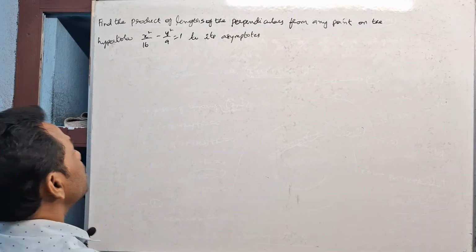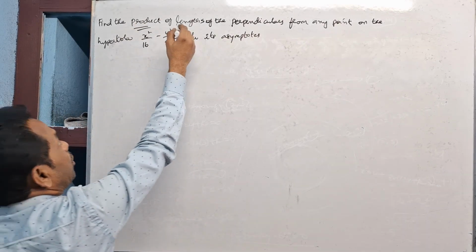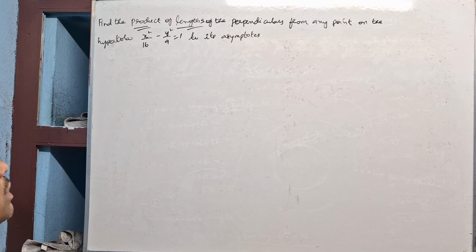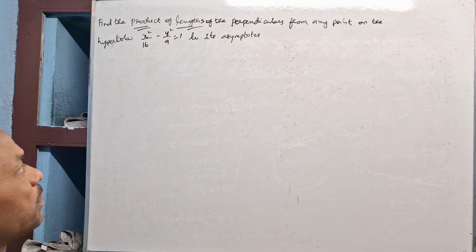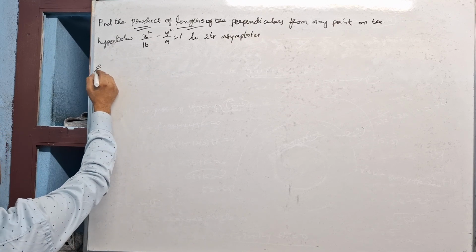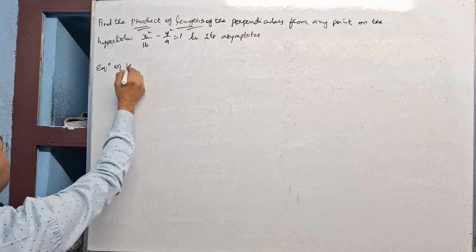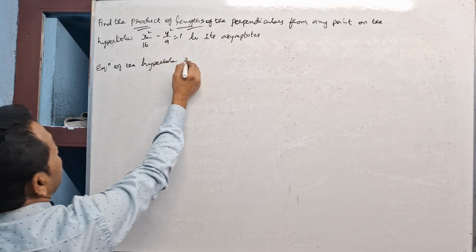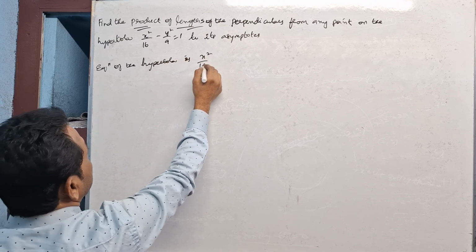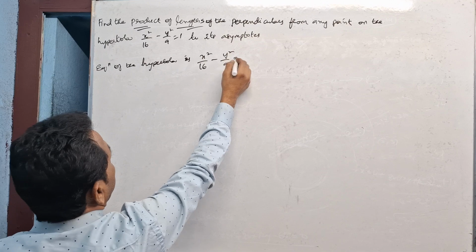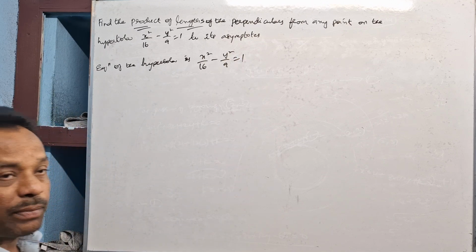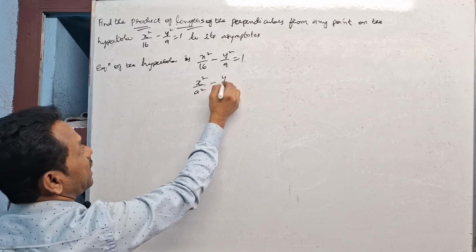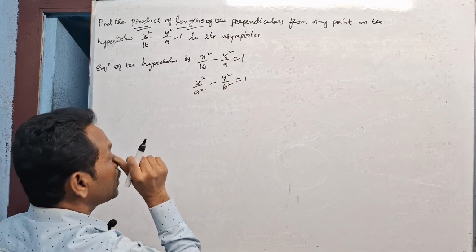Bachcho, in this question we need the product of lengths of the perpendiculars from any point on the hyperbola to its asymptotes. The equation of the hyperbola is x square by 16 minus y square by 9 equal to 1. Let me compare this with the standard form of the hyperbola, x square by a square minus y square by b square equal to 1.